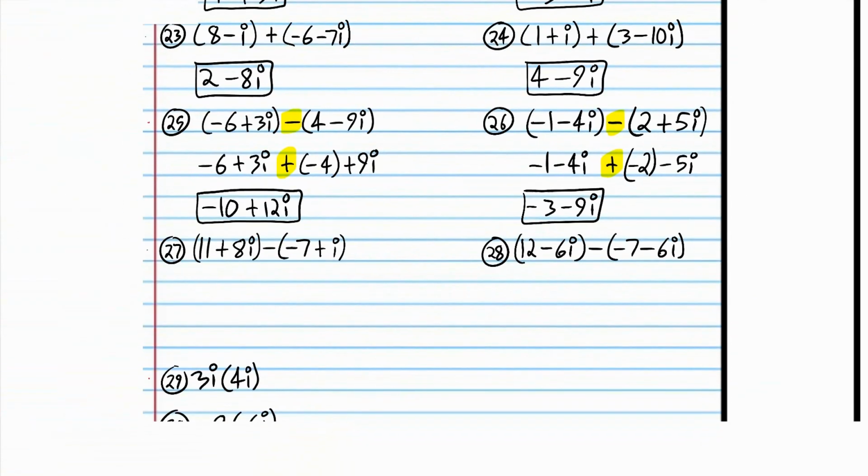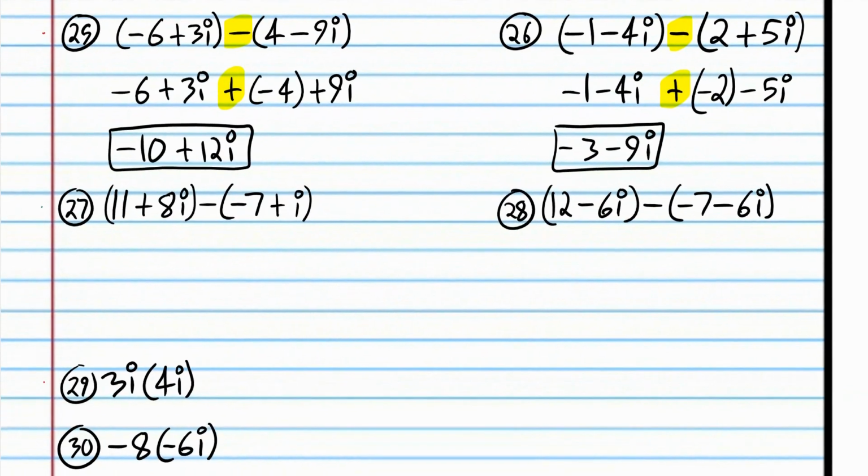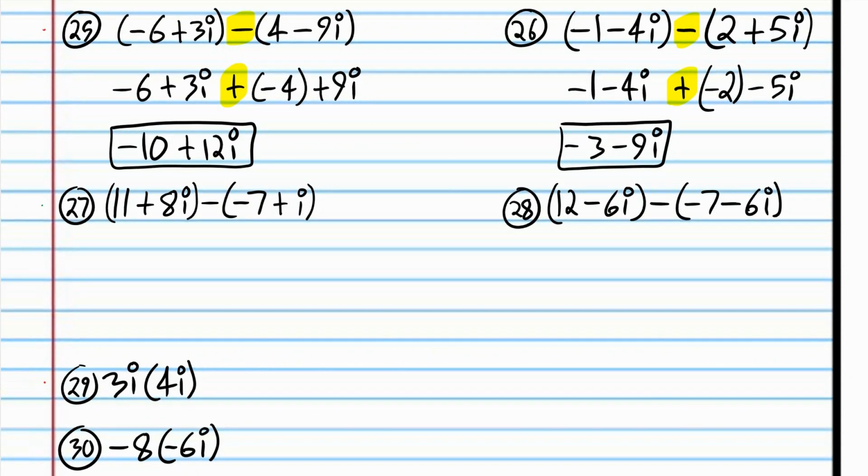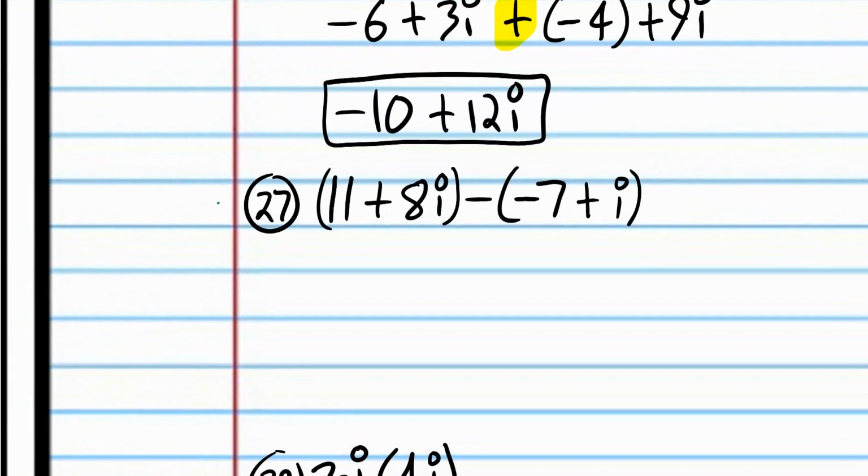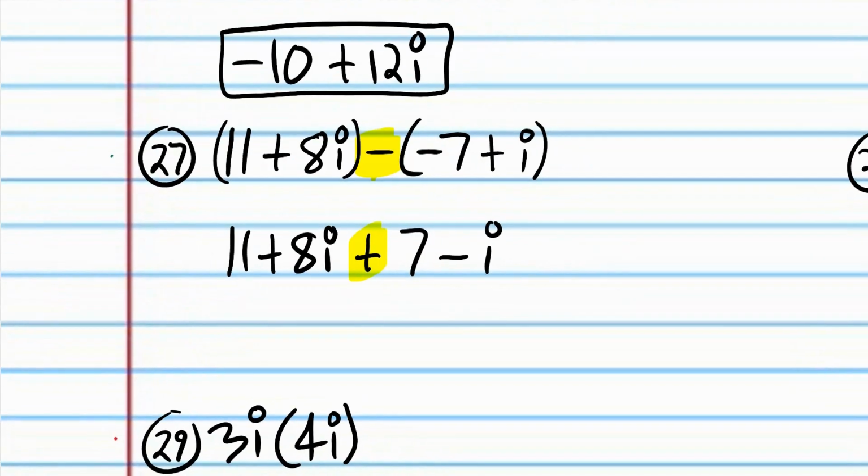Okay, so now it's time for you to try. Go ahead and attempt number 27, and when you come back, we'll do it together. All right, we're back. So you can get rid of the parentheses. Change that sign to a positive. And change the signs in this complex number. So now we have positive 7 and negative i. 11 plus 7 is 18. 8i minus i is 7i.